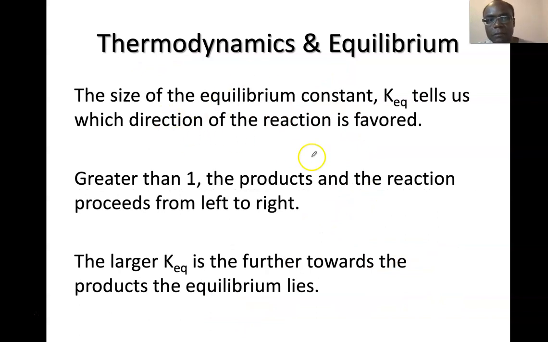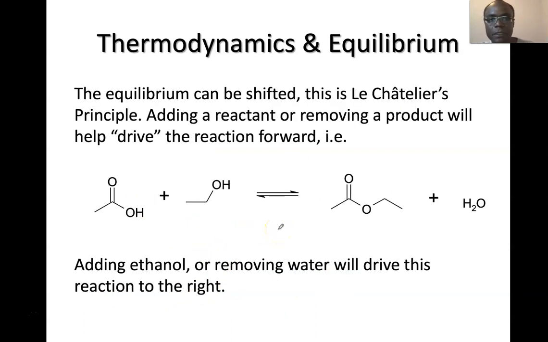This is just saying what I just said. Keq tells us the direction of the equation that's favored. If it's greater than 1, the products are favored, so the reaction goes from left to right. The larger the Keq, the farther it is to the right where the products are. So if Keq is large, then the reaction goes forward, and that's what probably you want.